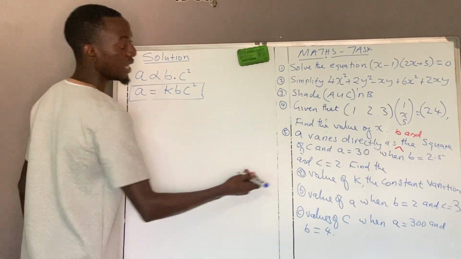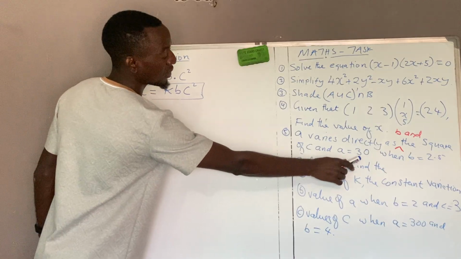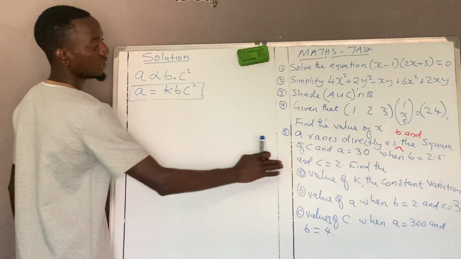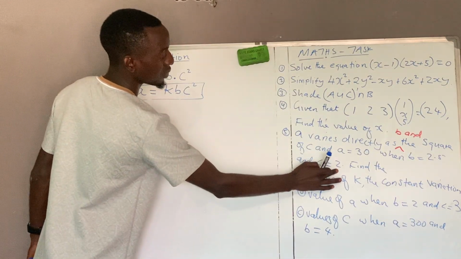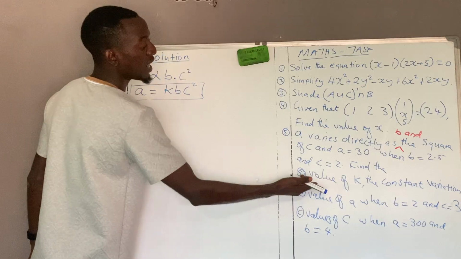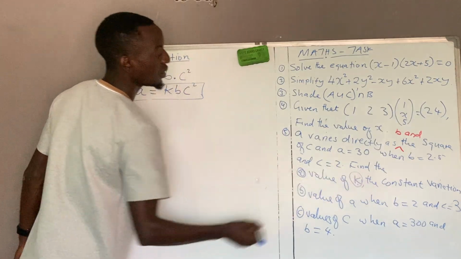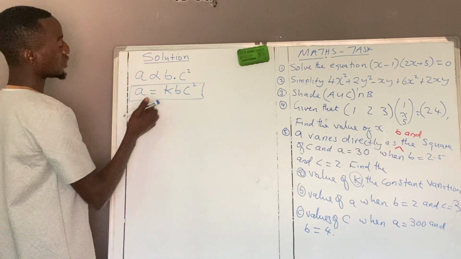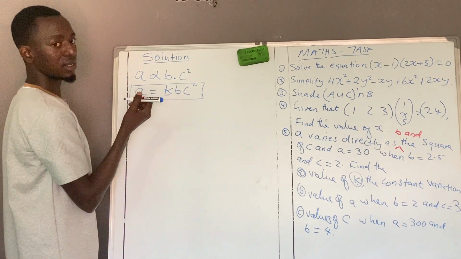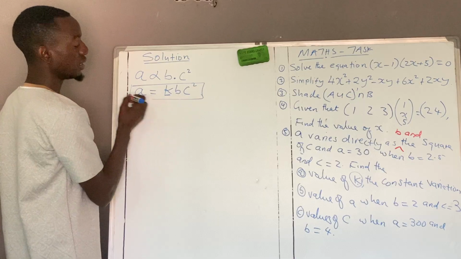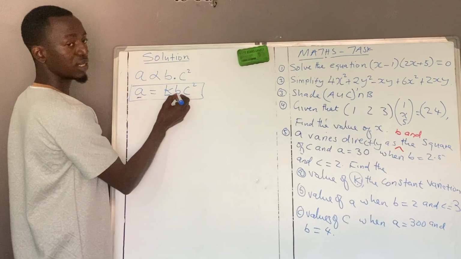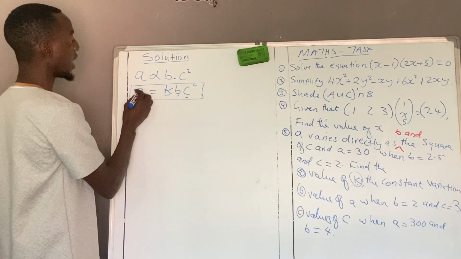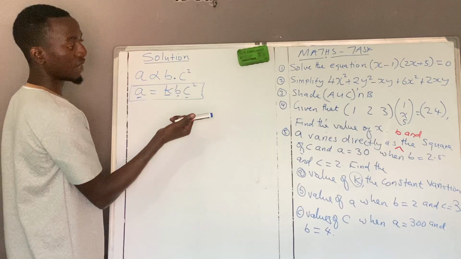The question continues and says A is equal to 30 when B is equal to 2.5 and C is equal to 2. Then find the value of K, the constant of variation. We're supposed to find this one, because we'll be given A and we'll be given B and C. So what is our A from that statement there? What is our A?